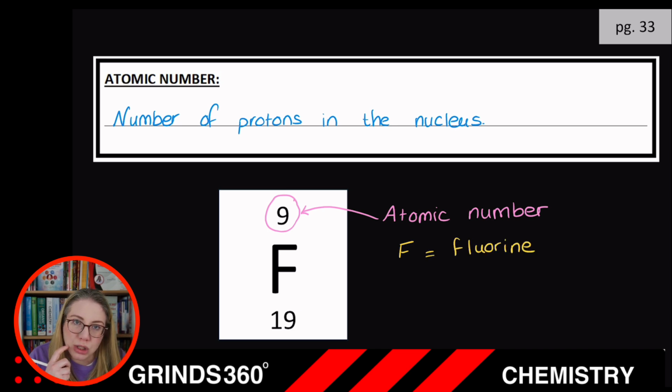How many protons does fluorine have? Well, that's what the atomic number is telling me. This means we have 9 protons in the nucleus.